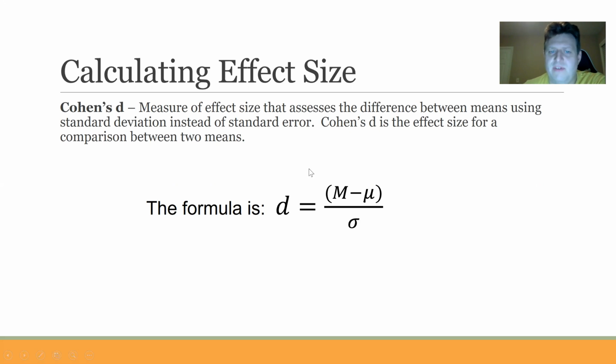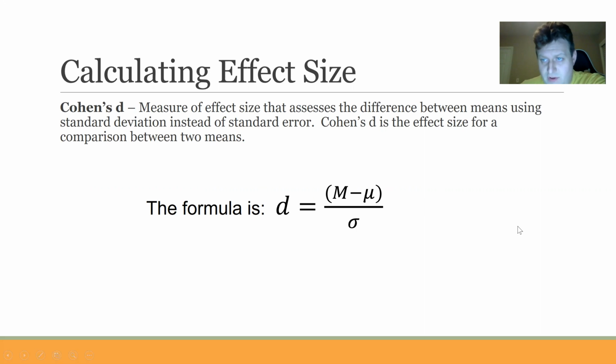Now, I should mention this is the formula for Cohen's d if we have a one sample z-test. But it's going to look very similar in all of the different cases in which we're comparing two means. So when we have a one sample t-test, an independent samples t-test, and a paired samples t-test, we're going to have a formula that looks very similar to this. There's going to be a difference between means on top, and there is going to be a standard deviation at the bottom.